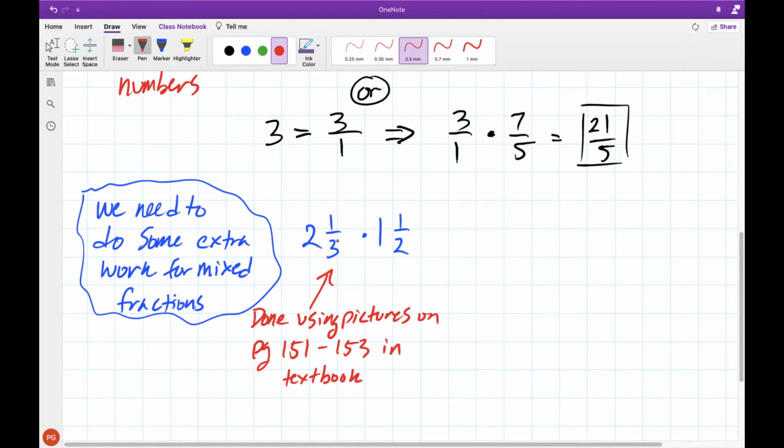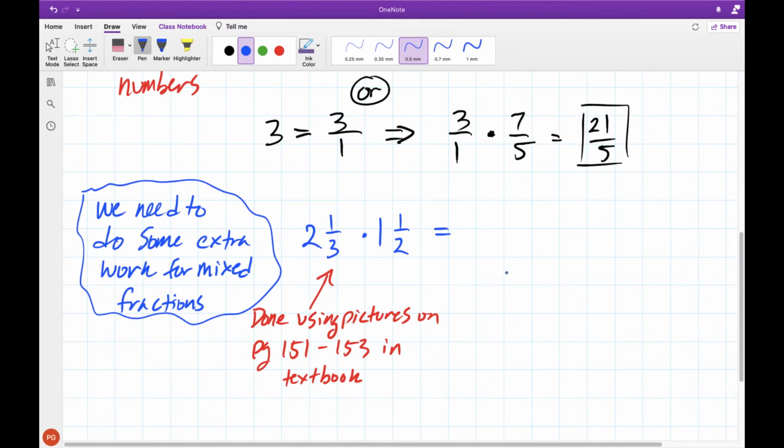To see why we can't just multiply the 2 and the 1 together and then multiply these 2 fractions together, there is an explanation using pictures in the textbook on page 151 to 153. They go through a couple of different examples. If you're interested why that doesn't work, I encourage you to take a look at the textbook.